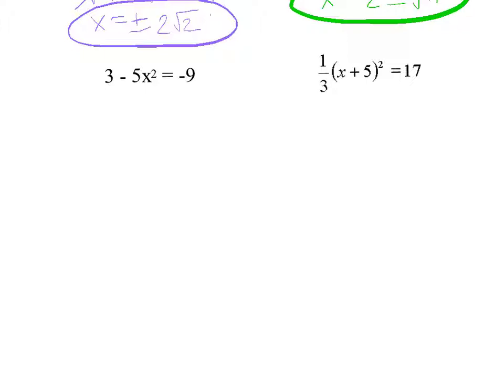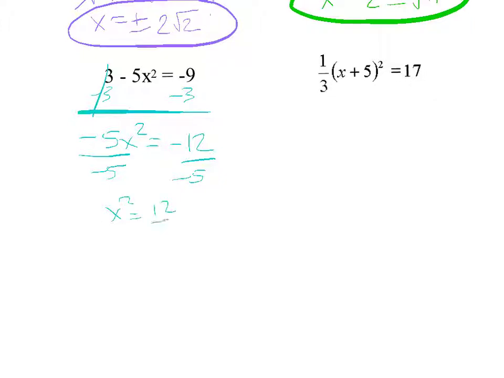Let's see what color, blue. Again, I'm trying to get this thing being squared by itself. This time it's going to be an x squared. So get rid of the 3. I subtract 3 on both sides. So I have negative 5x squared equals negative 12. Divide both sides by negative 5. So x squared equals 12 over 5.